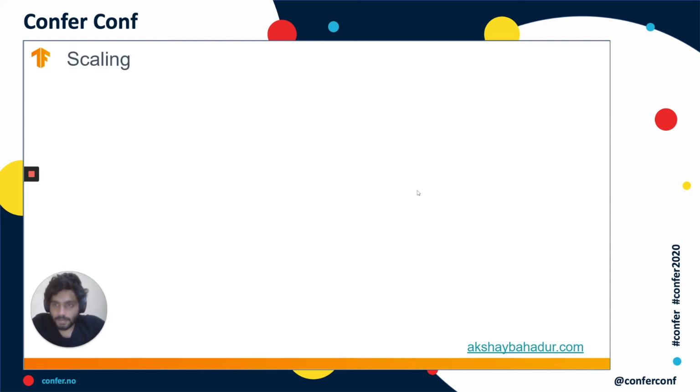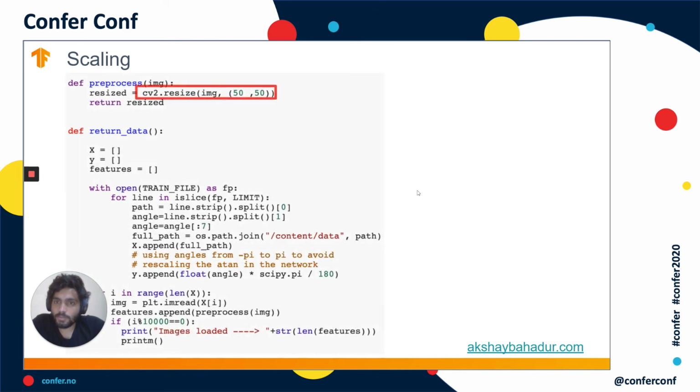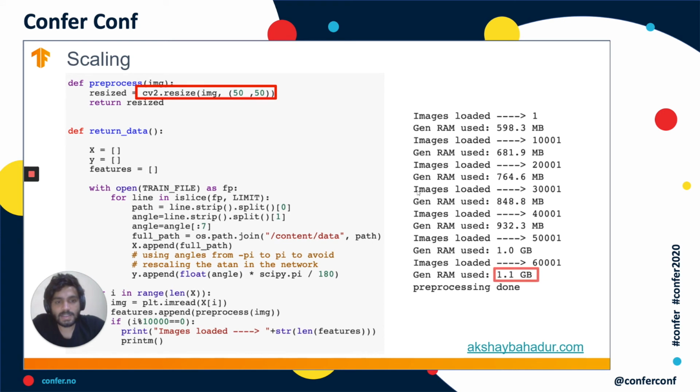So what I did, or what you could also do in this use case, is that you want to save resources: you want to save your RAM space, you want to save your VRAM. So we can use a concept called scaling. Basically, you resize the entire image to a smaller value. In this case, the RAM has come down to around 1.1 GB, which is pretty interesting.